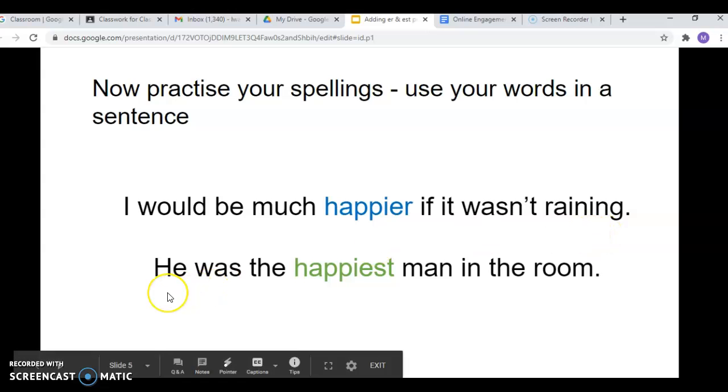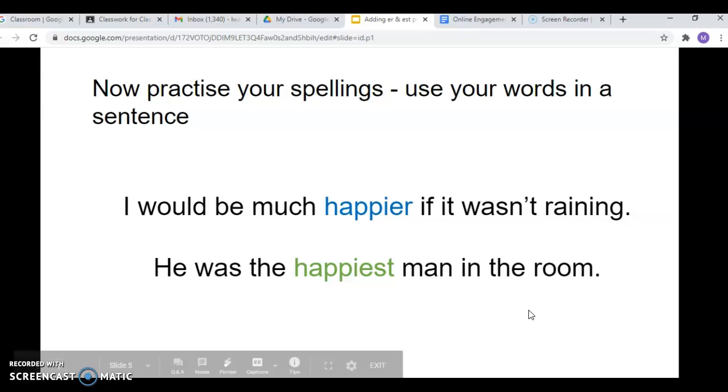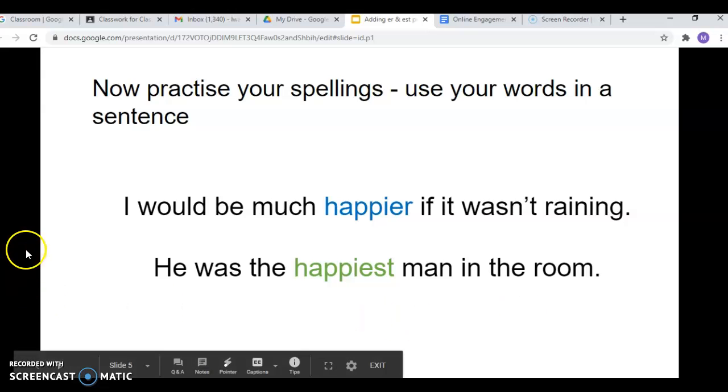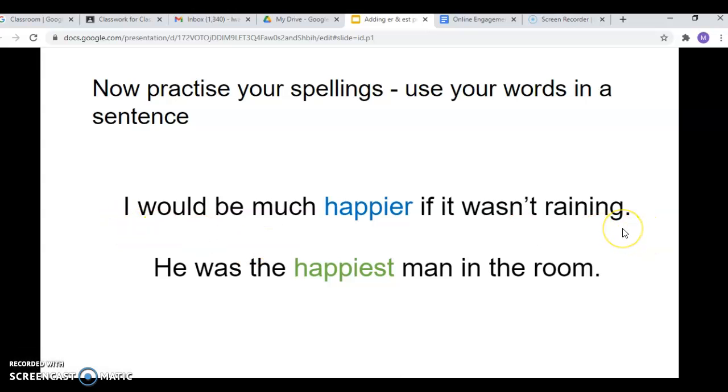And then my second word, the second word on your list, is happiest. He was the happiest man in the room. Okay, so my sentences make sense. I've used those two words in sentences. Can you see what else I've used? I've made sure I've got a capital letter and a full stop. So you need to make sure you've got capital letters and a full stop or other punctuation.